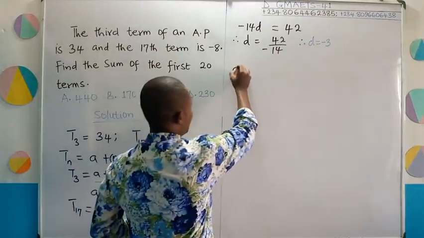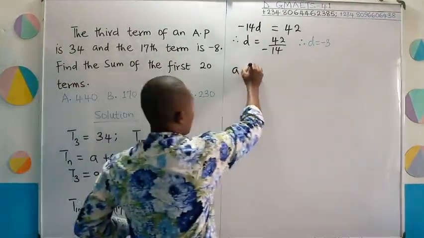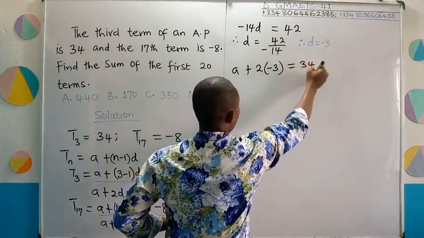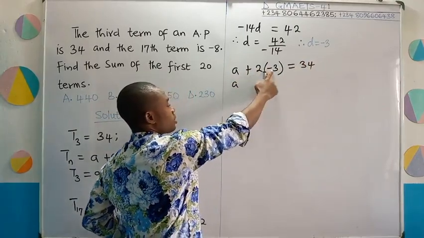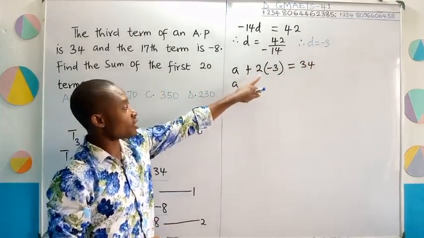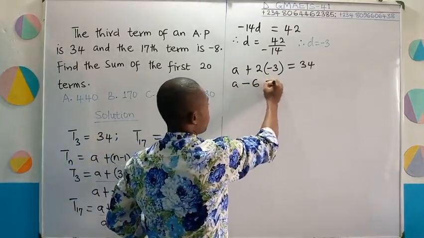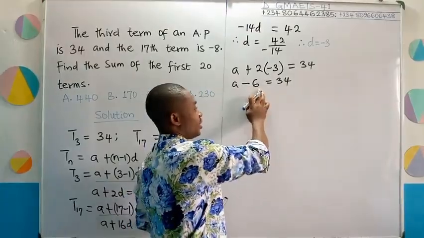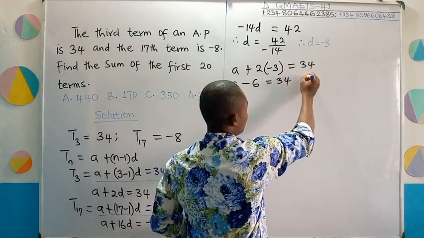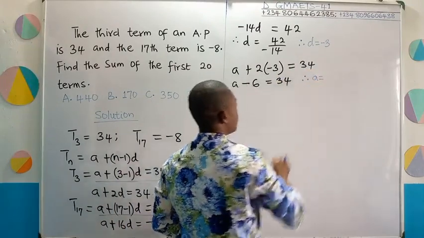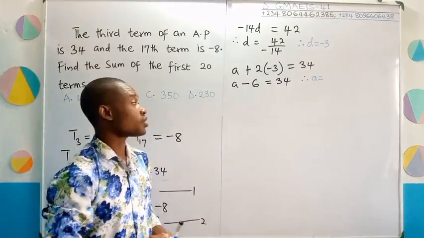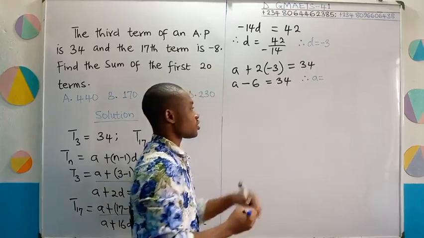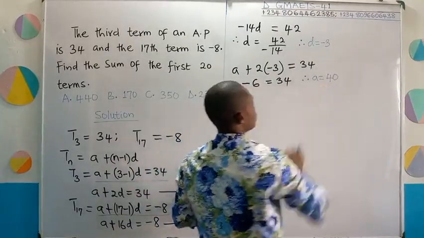So using equation 1, A plus 2D. D is minus 3. So that's going to be equal to 34. And then A, 2 times minus 3 will give us minus 6. Plus times minus will give us minus. So this will be minus 6 equal to 34. Therefore, from here, we can solve for A by taking minus 6 to this side. And then the value of our A is equal to 34 plus 6, which will give us 40.